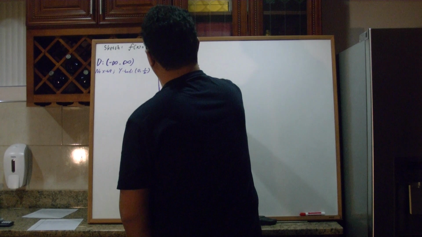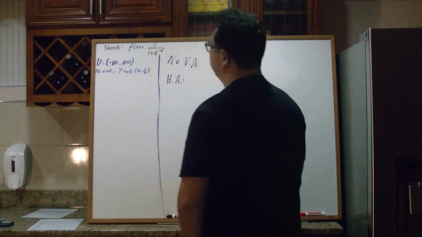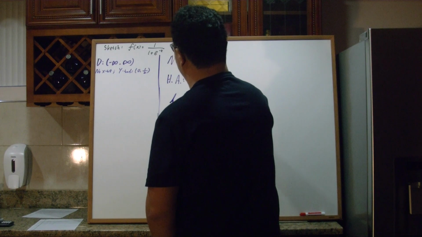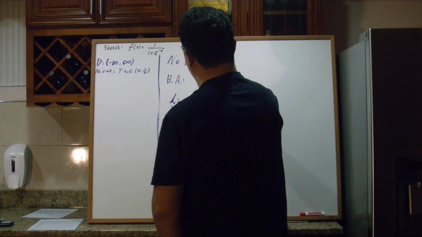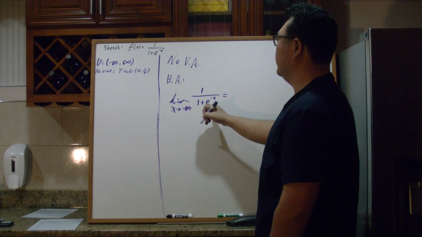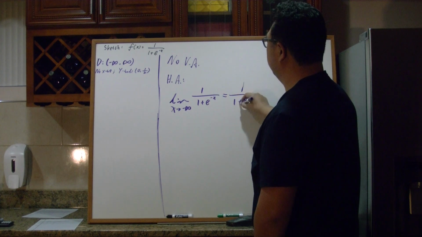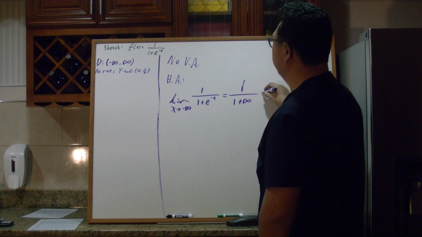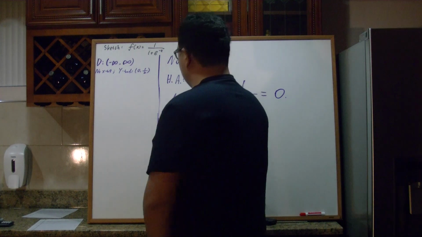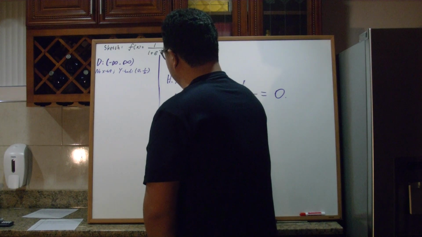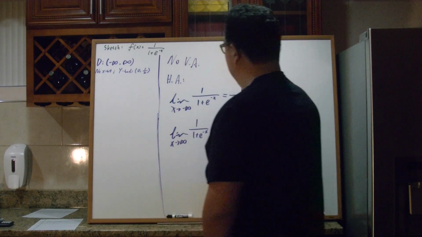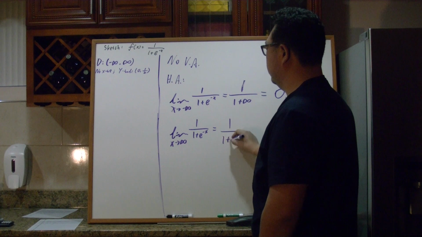Right, then for horizontal asymptote, I believe we have seen the example before, we take the limit as x approaches negative infinity. When x goes to negative infinity, e to the negative x is infinity, so we get 0. And when x goes to positive infinity, e to the negative x has the value of 0.